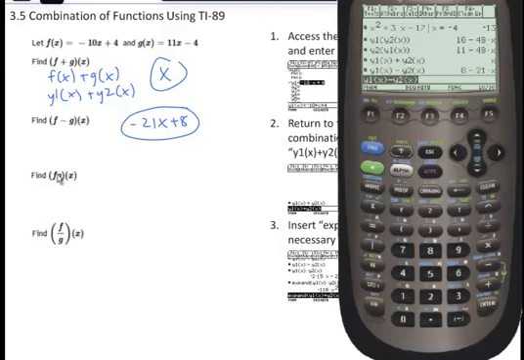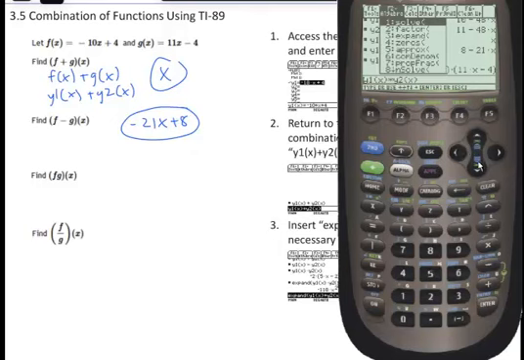Now I'm going to take f times g. Once again, I'm just going to multiply this. Notice it gives me the factored form. I don't want the factored form; I want to express it as a polynomial. So if I use the arrow key to go in front, what command can I use to write it as a polynomial? Expand. So F2 algebra tab, choose expand.